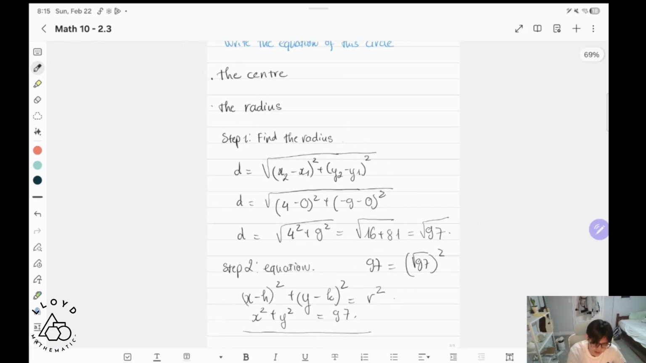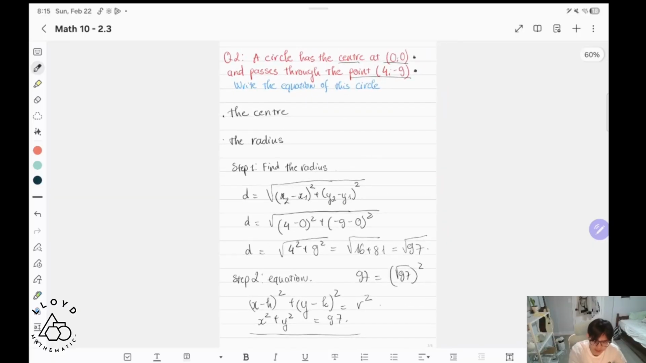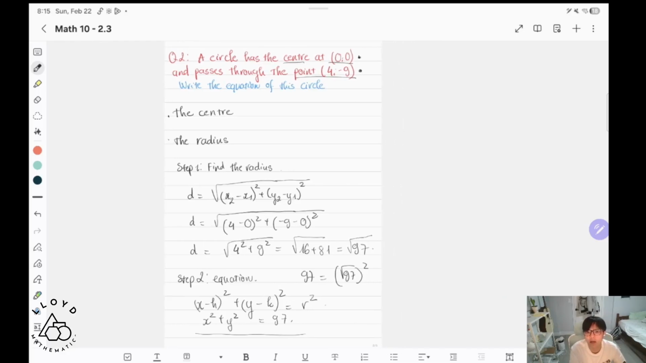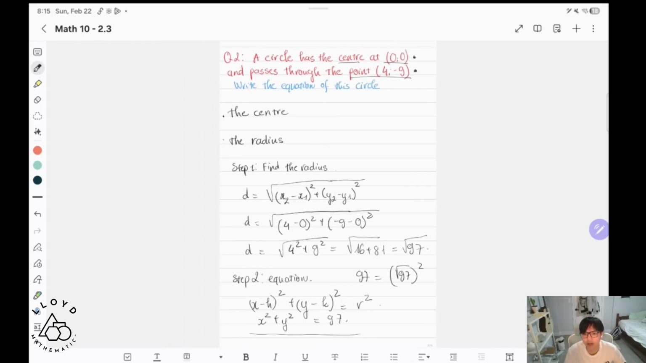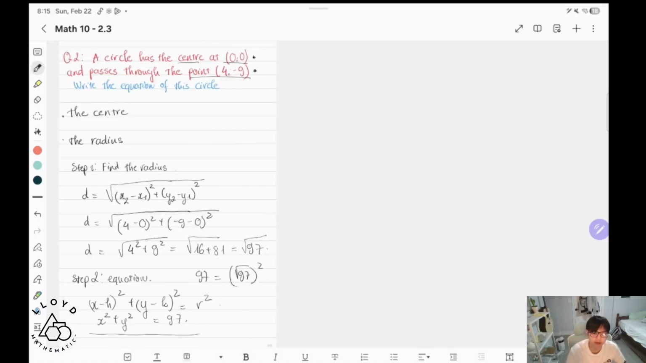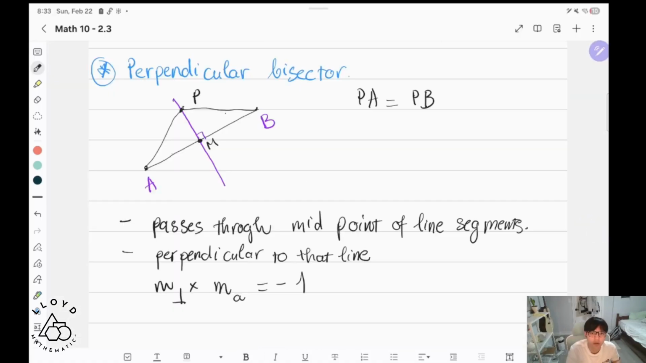So this circle has its center point here, and it will pass through the point 4 and -9. Okay. And before moving to the third question, I just want to mention something new. Let's move to the perpendicular bisector for a second. I just want to quickly mention this. A perpendicular bisector is the line that goes through the midpoint of a line segment and is also perpendicular to the line, because of the name, right?